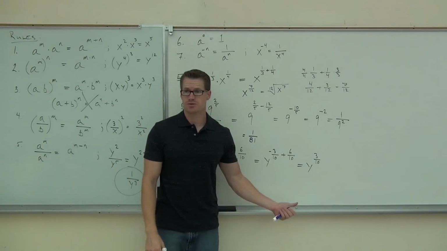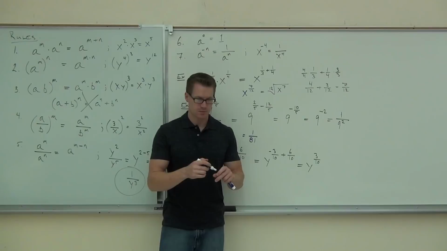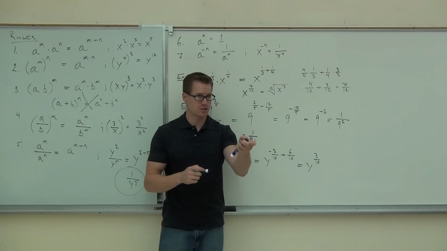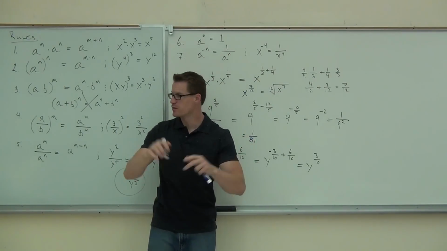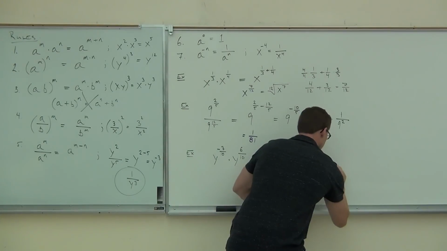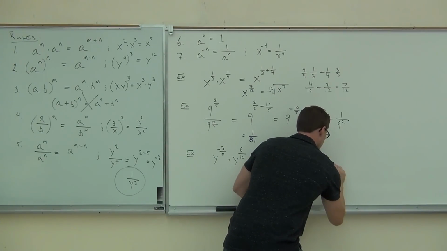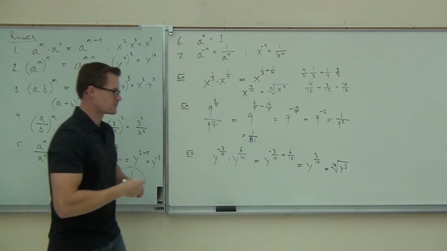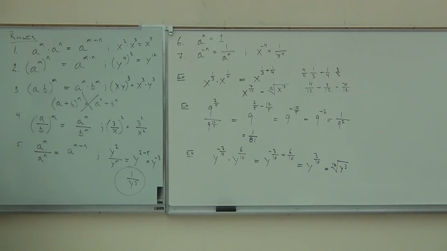Could you write this as a root? Yeah. 10th root, y to the 3rd. Good, 10th root, because that's our denominator, and the power is the numerator, so we would have that exactly. That's as far as we could go.